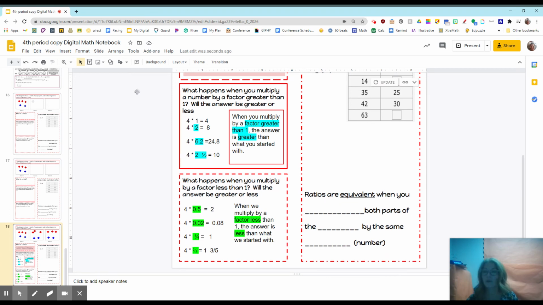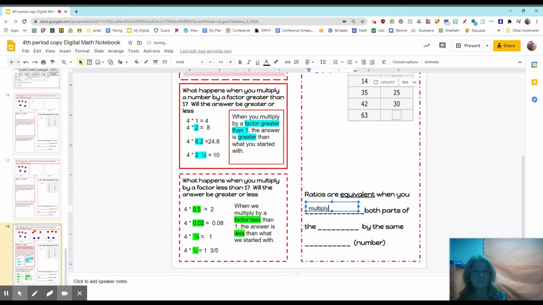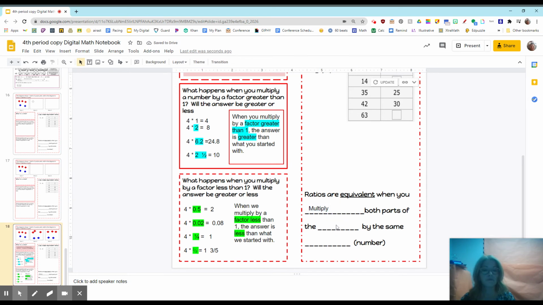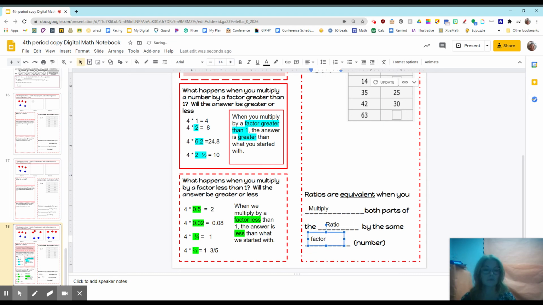Ratios are equivalent when you multiply both parts of the ratio by the same factor. Factor means a number you multiply. So we got to learn that vocabulary word. And of course, I like to fill. So I noticed that I did some work here.